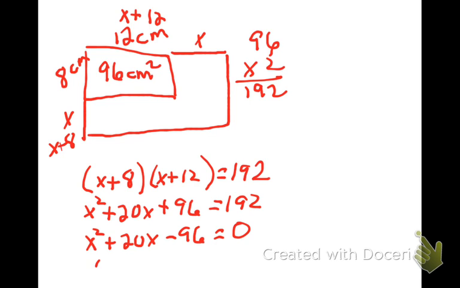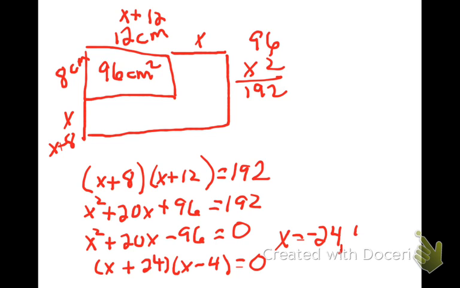Now I need to factor this. Again, if you need to use your calculator to come up with factors, that's fine. We're looking at factors of 96. They need to be different, and we need to subtract them, and we get 20. So I think you'll find that it's going to be 24 and 4. 24 needs to be positive. The 4 would be negative. So when you solve this, that gives you 24x minus 4x would be positive 20x, and 24 times 4 is 96. You're going to get x equals negative 24 and 4.